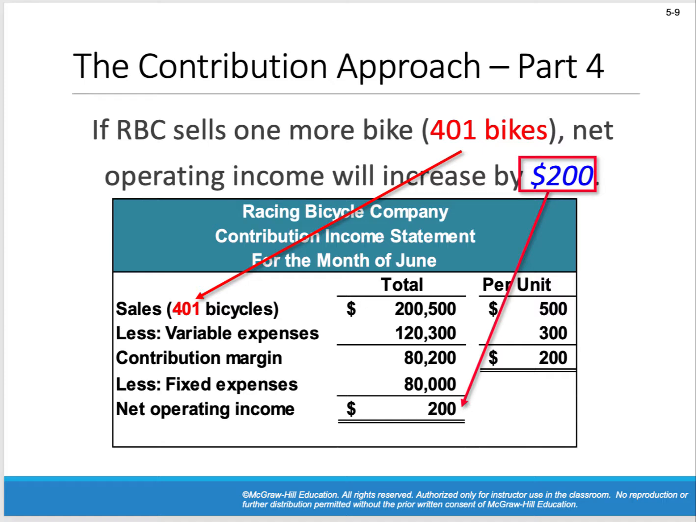So what if they sell 402 bikes? They sell one more bike. Instead of selling 401, we sell 402. What is my net operating income going to increase by? Well, we know we're above the break-even point. In fact, we're 2 units above the break-even point. That means my contribution margin is going to go up to $400, right?